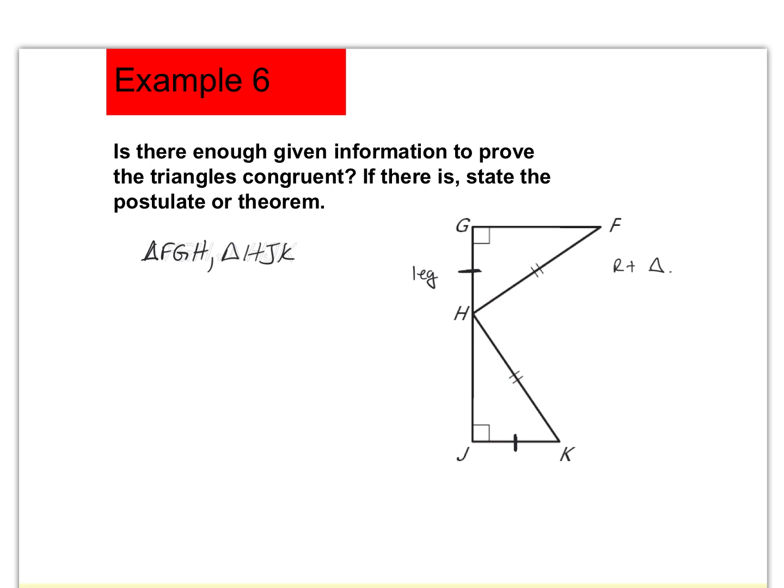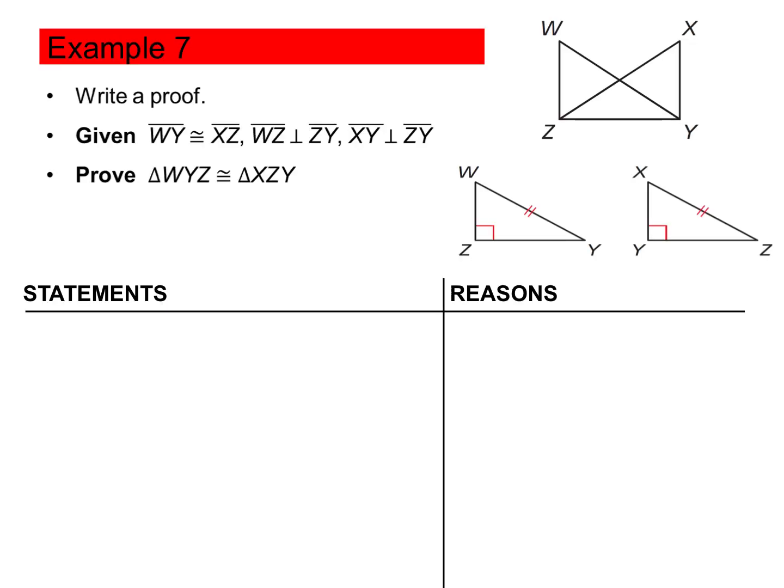Well, notice that this is a leg and this is a leg. And then I have side FH is congruent with HK, and these are my hypotenuses. And so notice that I have a matching hypotenuse and leg. So then this would be a yes because of the HL theorem. And so again, I do have enough information. I have my hypotenuse and a leg, and I'm good to go with this one.